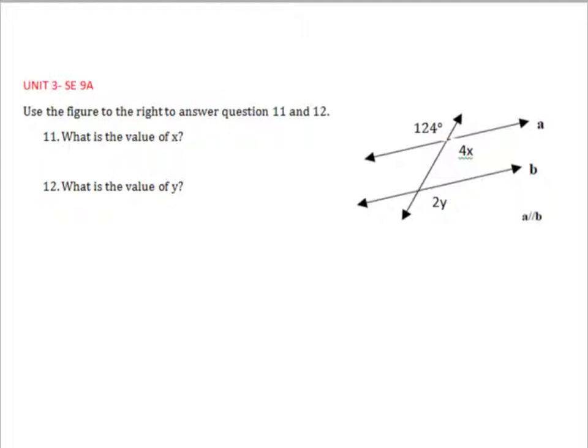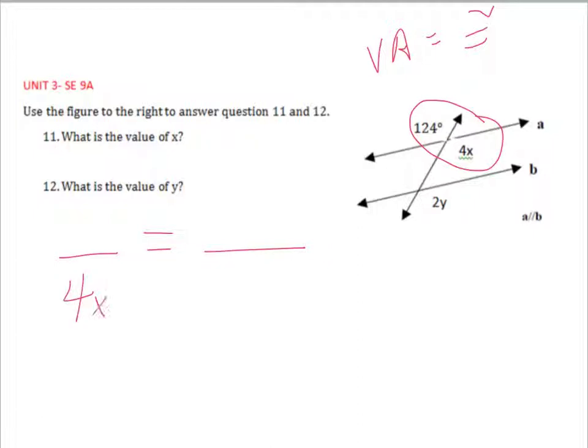In the figure to the right, answer question 11 and 12. These two angles are vertical angles, and vertical angles are congruent. So they're equal. So when we have a congruent, our formula is something equals something. So here we're going to have 4x equals 124.